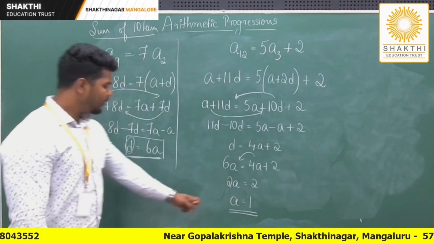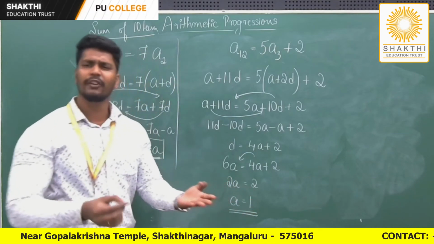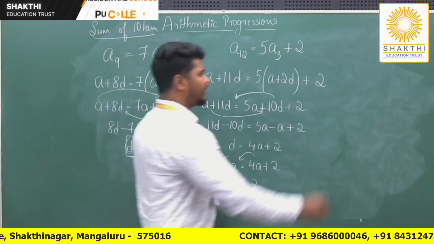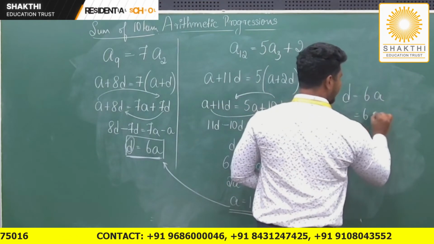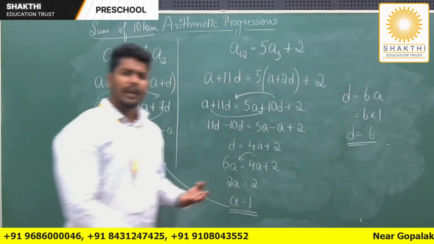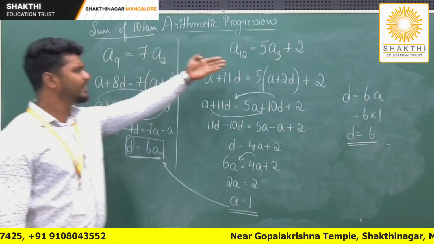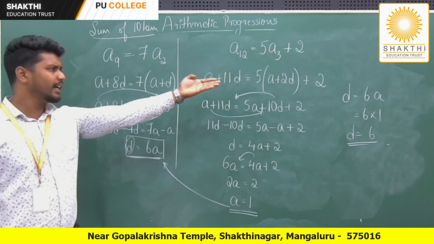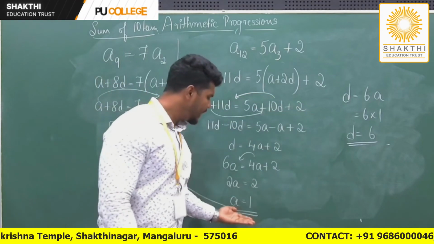Now we have the value of A, the first term. The remaining thing is finding the common difference. Substituting the value of A here, the value of D is equal to 6A, which is written as 6 into 1. Yes, it is 6. Whenever some data about multiplying some terms or some term exceeding another is given, you just find the right data, substitute it, and solve. The simple way will give us the values of A as well as D.